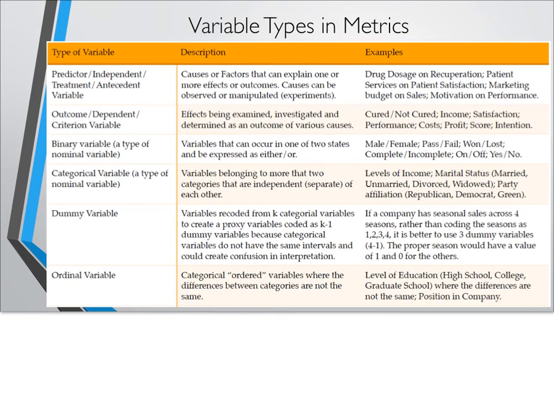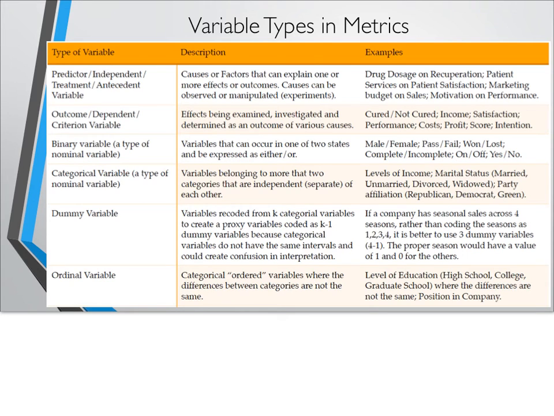Then you've got dummy variables, which are variables recoded from k categorical variables to create a proxy variable coded as k-1. Dummy variables are used because categorical variables don't have the same intervals and could create confusion in interpretation. So you oftentimes create dummy variables, such as when you want to only look at the things that matter. The others, you treat as what we call a dummy variable. So if you only want to look at seasonalities, you'd say, all right, I only want to look at what happens during spring. So whatever we end up selling during summer or autumn or winter, we can recode as a dummy variable. Therefore, you can just focus on spring.